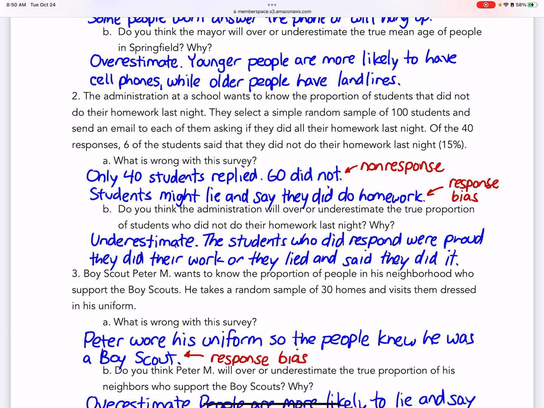Or you could have gone the other way: if you said overestimate, you're like, well, I think everybody lied, then that would be considered an overestimate. On your test, if you call it an underestimate and you give good reasoning like I have here, or if you said an overestimate because you think that most of the students lied, either one's fine as long as you have a reason behind it that makes sense.